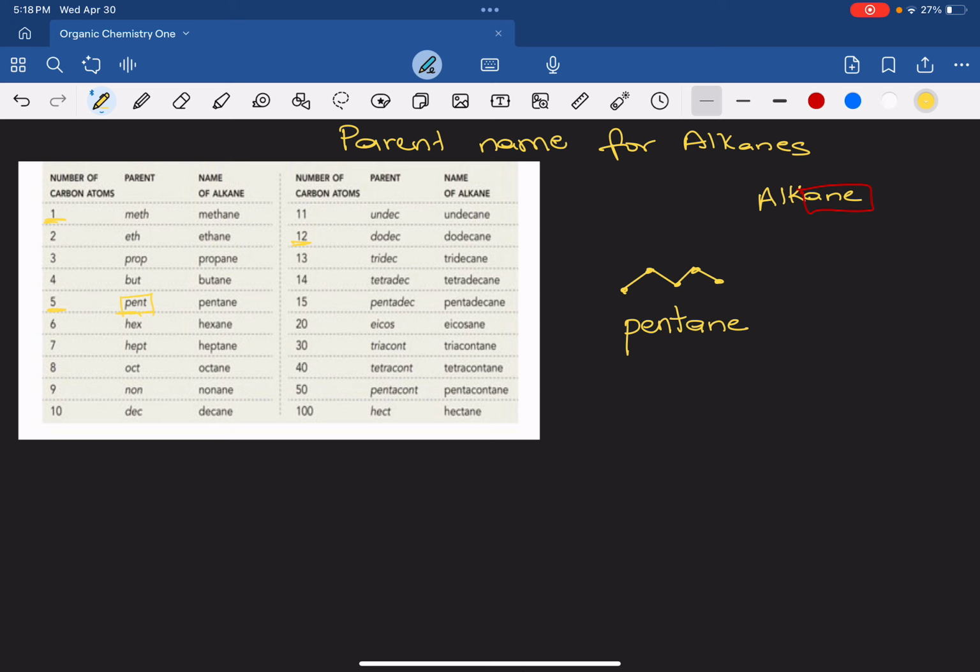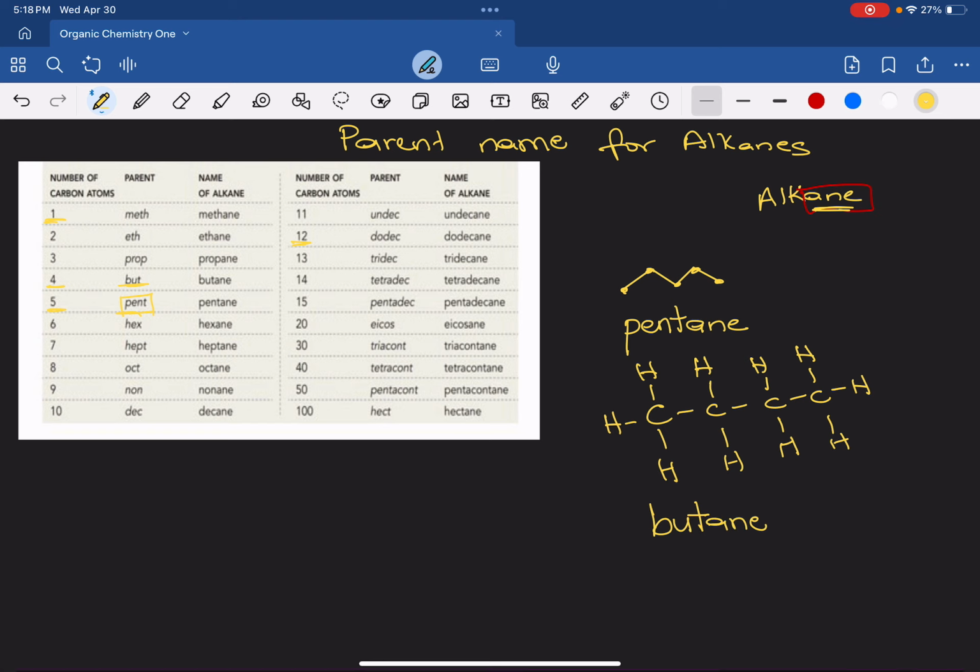Okay? Let's say I had another alkane, and I'm gonna draw a structural formula this time, that has 4 carbons. If it has 4 carbons, let's go over to our chart. The name is gonna begin with but. So it's But, and since it's an alkane, again, add A and E. So that's butane.